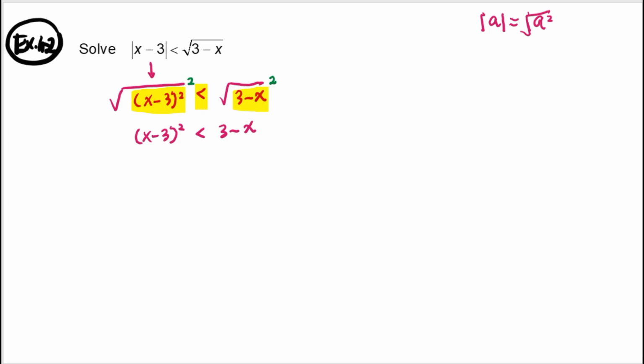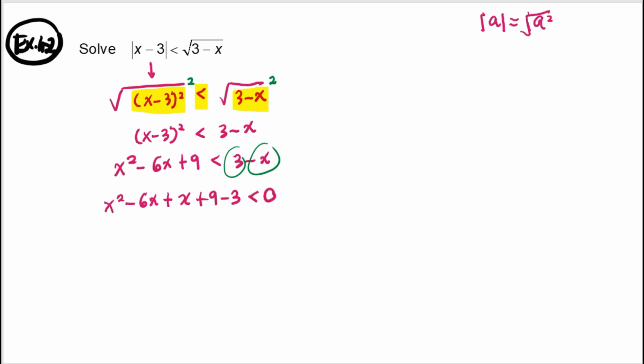So now we expand this one, we'll have x squared minus 6x plus 9, which is less than 3 minus x. You bring all those terms to the left side. Now we have x squared minus 6x, I bring negative x, will be plus x, plus 9 minus 3, which is less than 0, because we bring everything to the left side. Simplifying this, we'll have x squared minus 5x plus 6, which is less than 0.